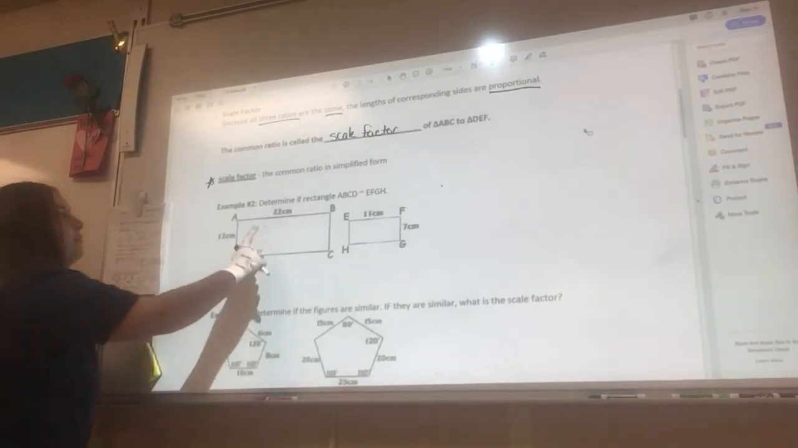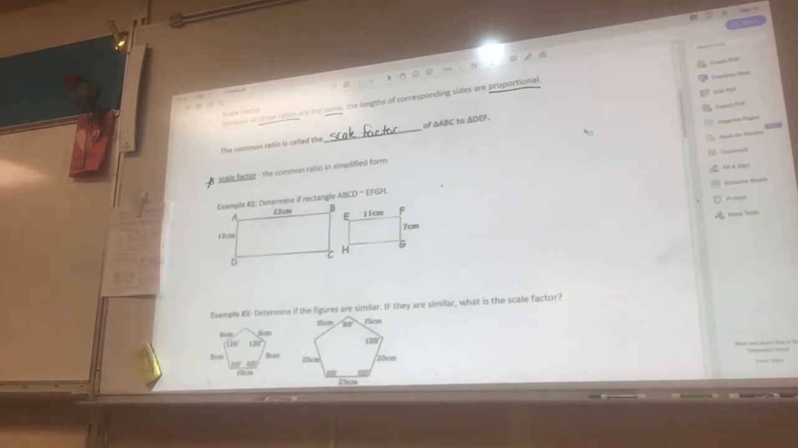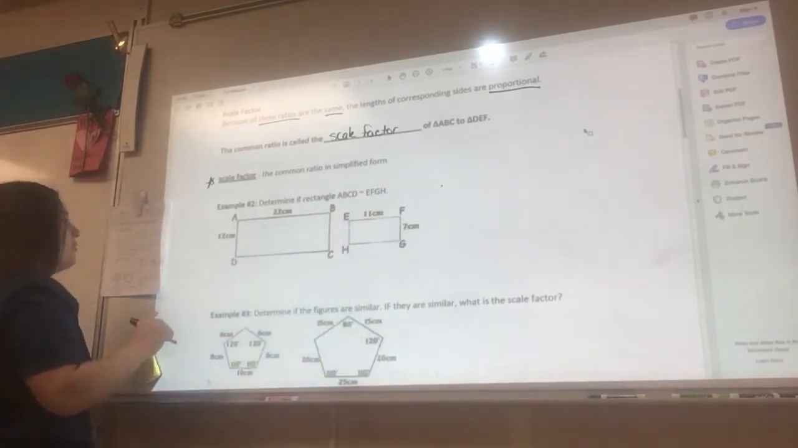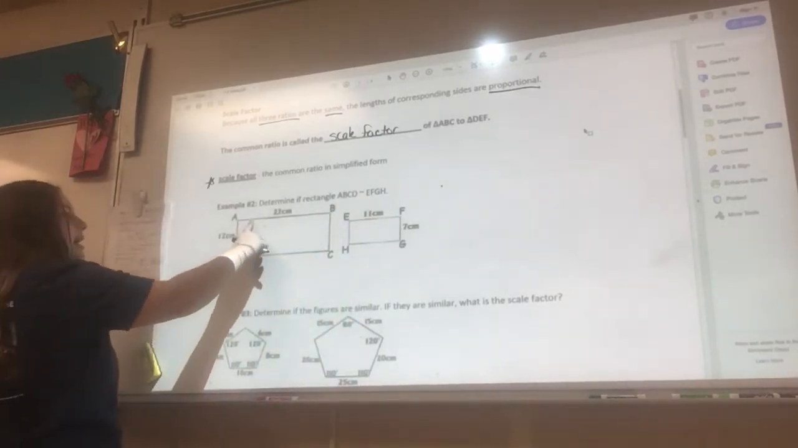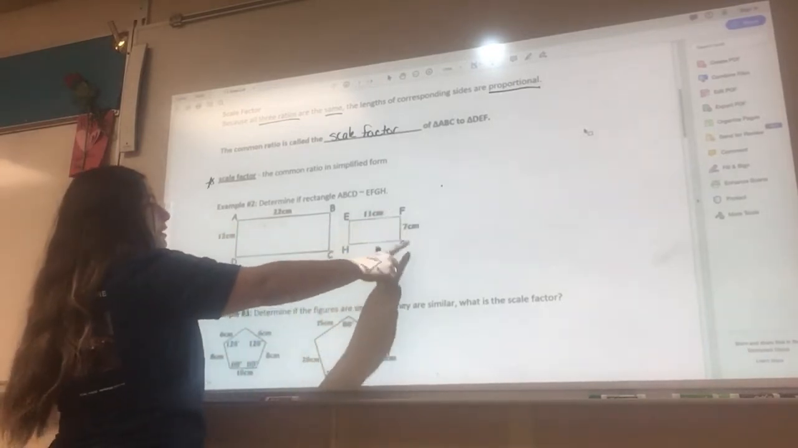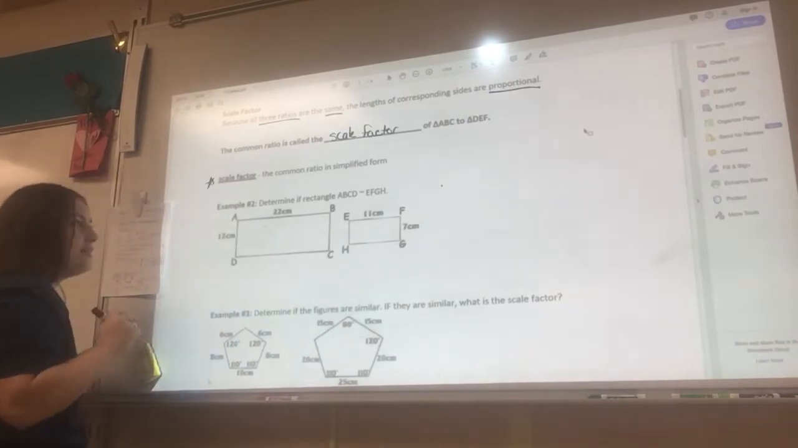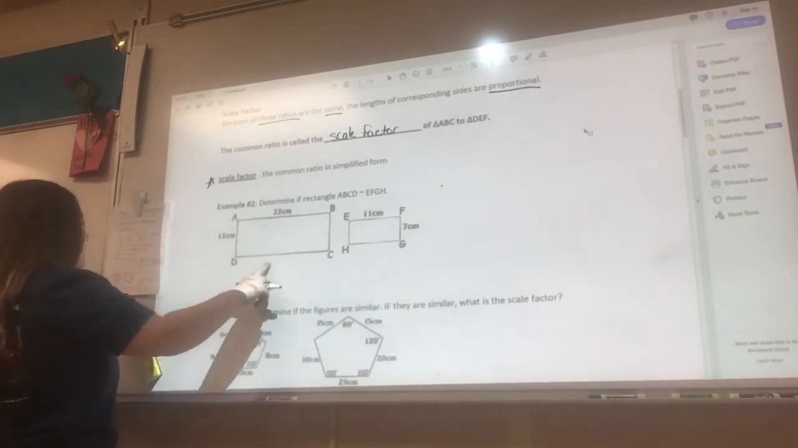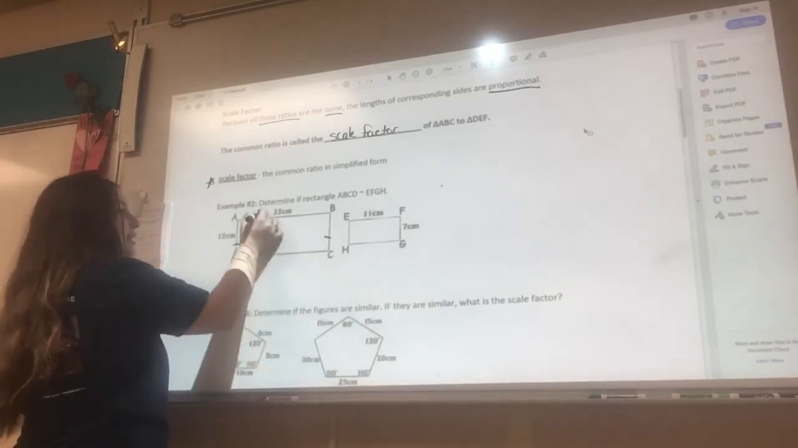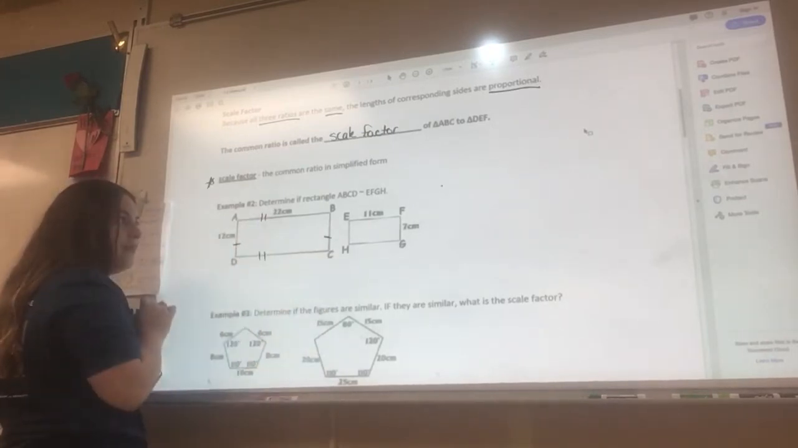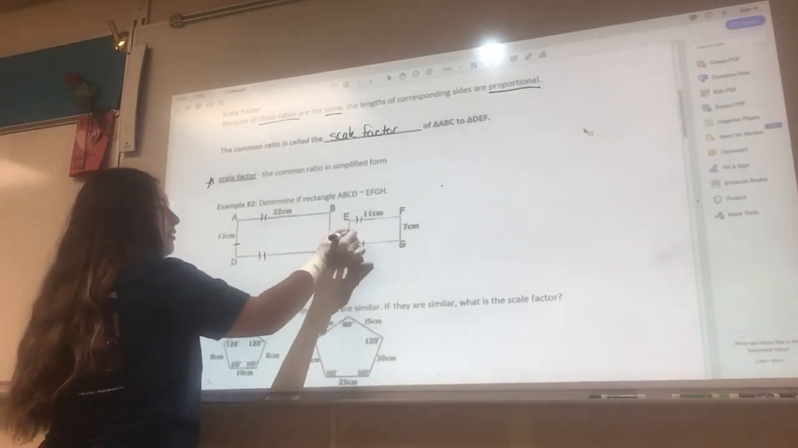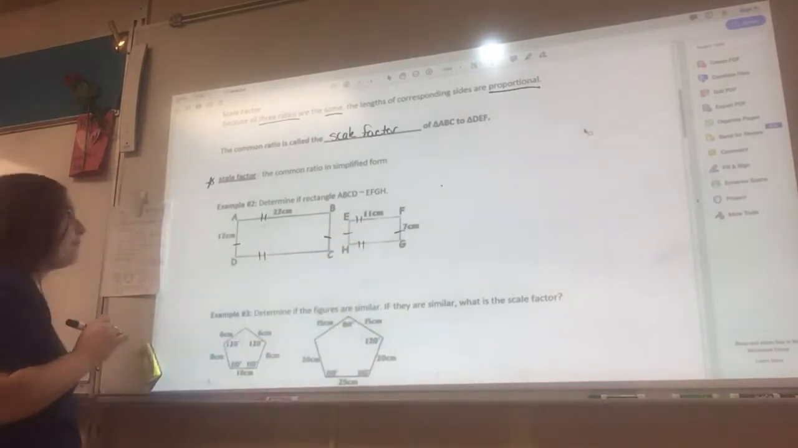So now we're going to determine if these rectangles, ABCD, is similar to EFGH. Well, we see that AB is 22, AD is 12, EF is 11, and FG is 7. Since this is a rectangle, that means proportionally we can see that these have to be the same and these have to be the same. And we're going to see if these are going to be proportional to each other.